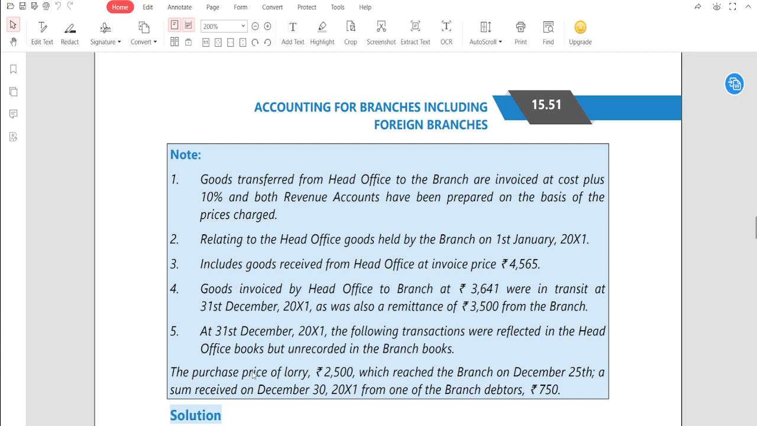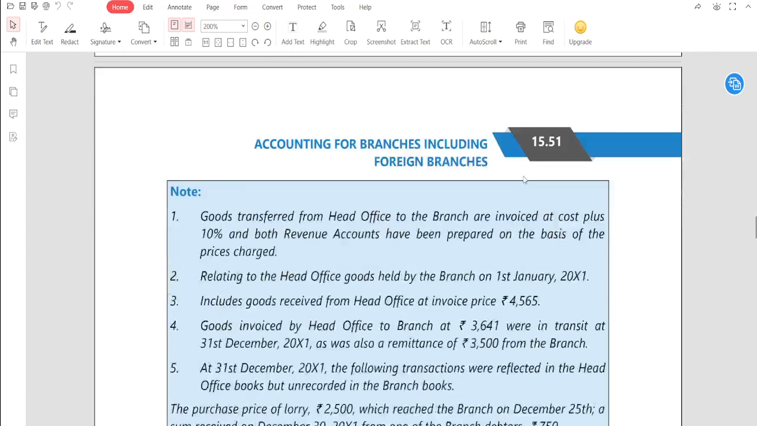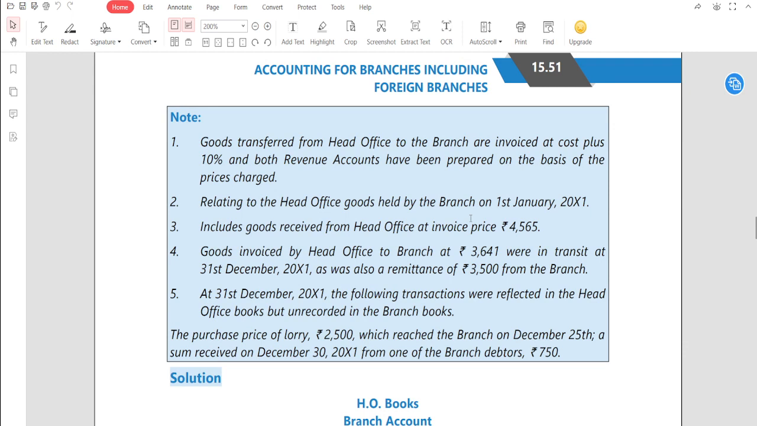See guys, the goods received from HO at invoice price were 4565. Okay, relating to the HO goods held by the branch. So it means in the opening stock the goods are included in the books. Look, where was note 3 here? Note 3 was on current asset. It means these 23,750 include the stock which has been received from the HO, the price of which is 4565 at a cost of 110%.